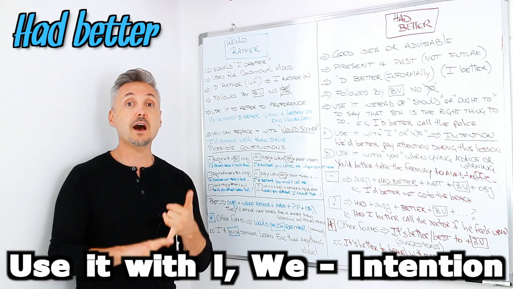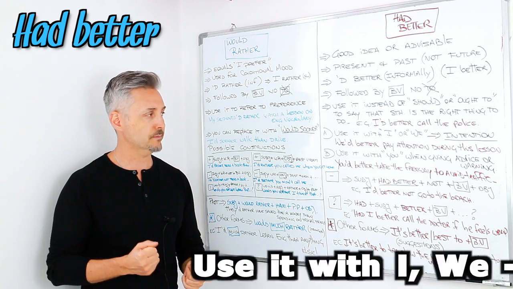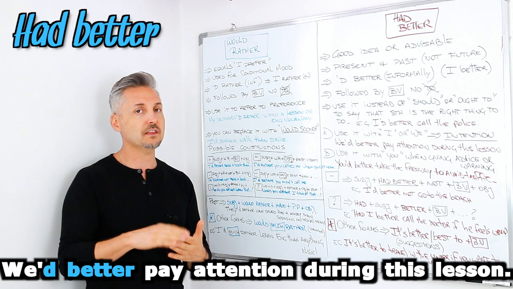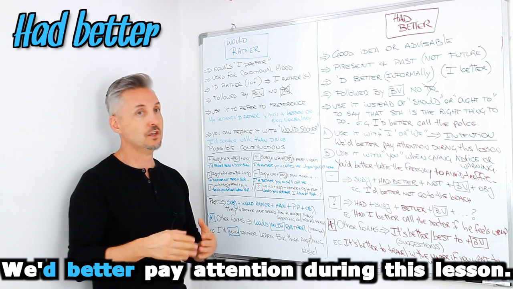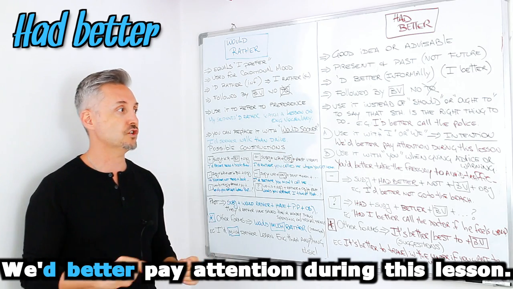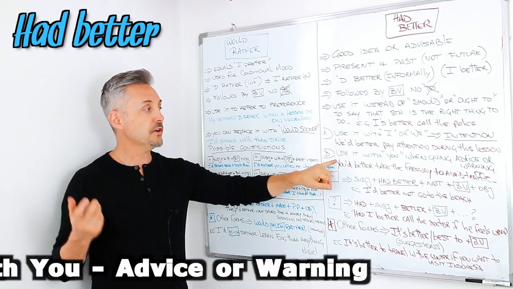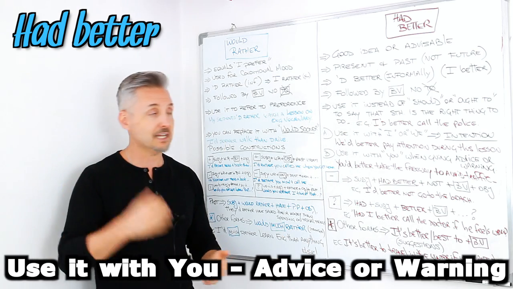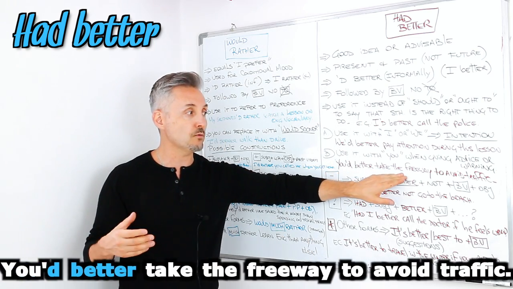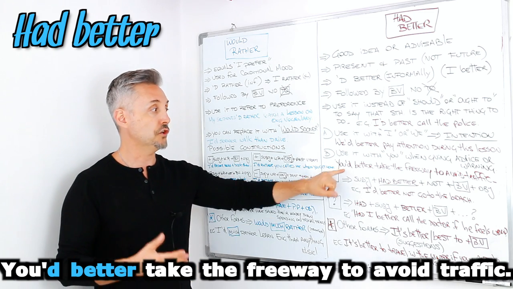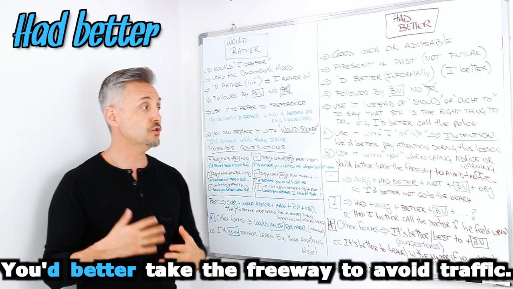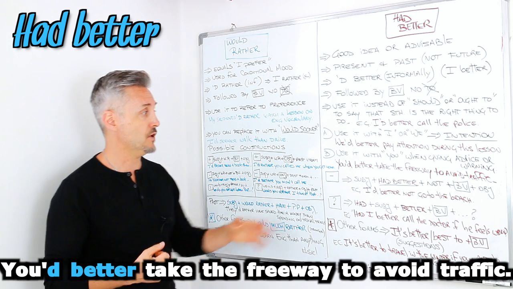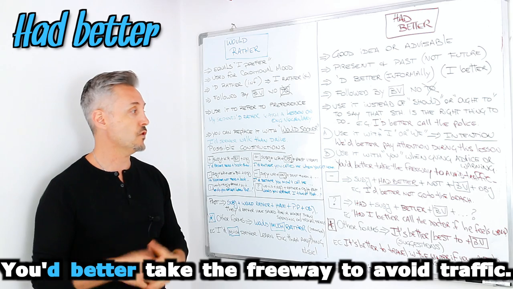Now, use it with I or we for an intention. We'd better pay attention during this lesson. So it's an intention, it's something that I intend you to do. You'd better or we'd better pay attention during this lesson. The other usage is with you when giving advice or warning, just like I said before. You'd better take the freeway to avoid traffic. So this is a suggestion, a warning that I'm giving you, right? You'd better take the freeway to avoid traffic.